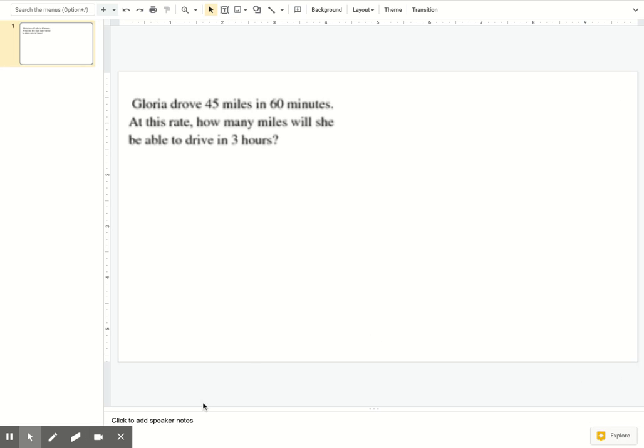Gloria drove 45 miles in 60 minutes. At this rate, how many miles will she drive in 3 hours? So what we're going to do is write a proportion of 45 miles to 60 minutes.